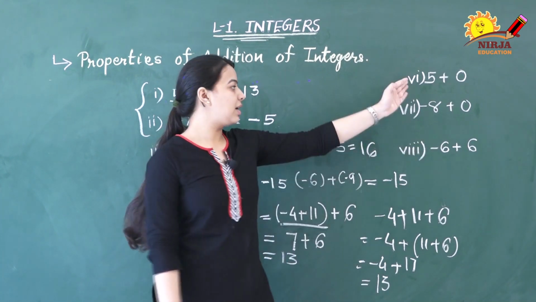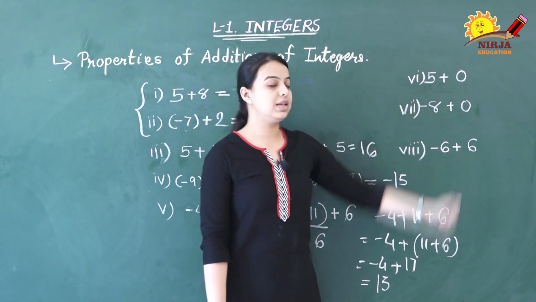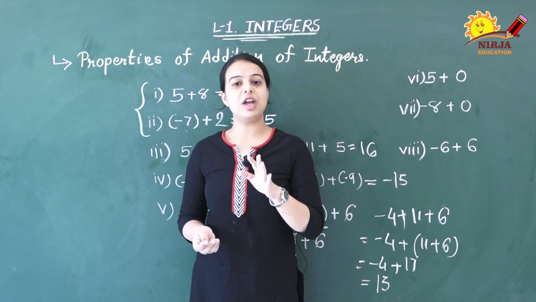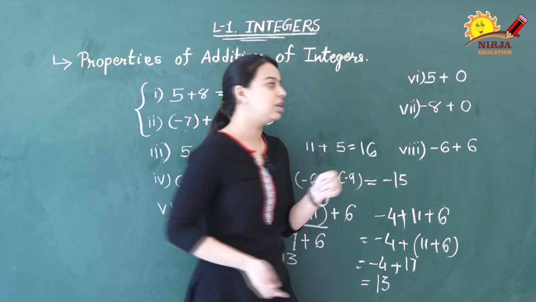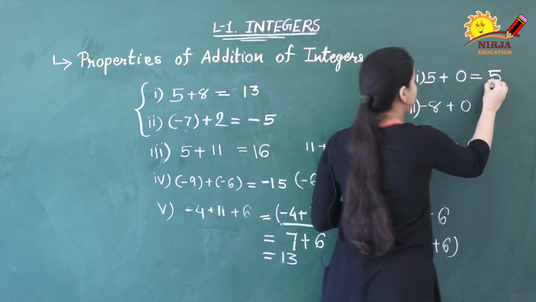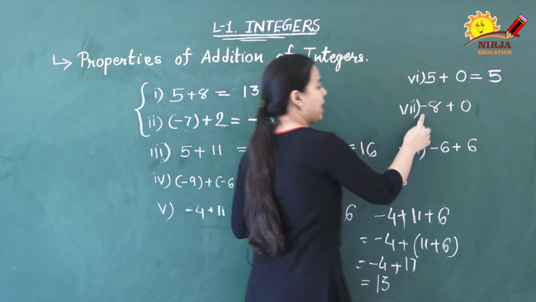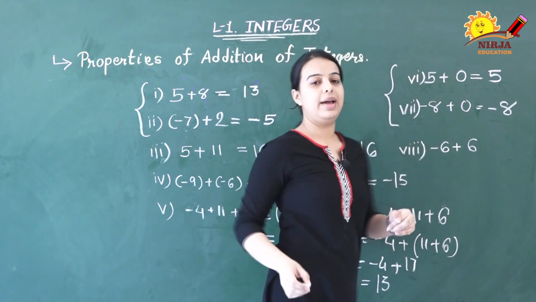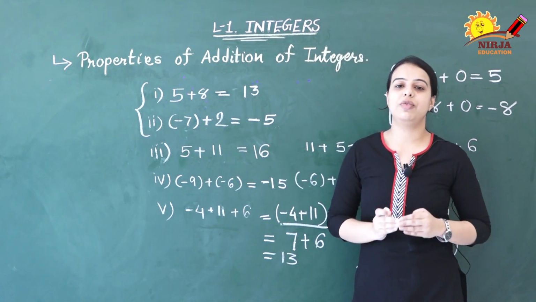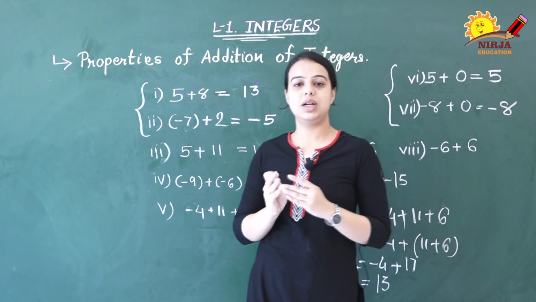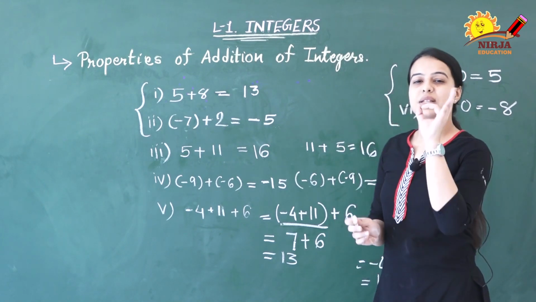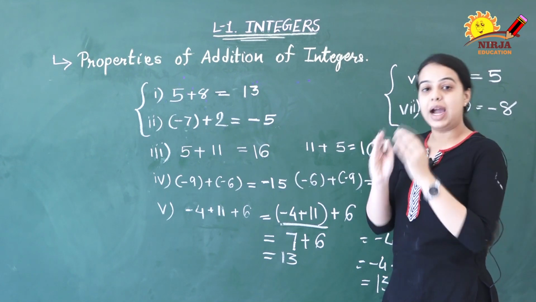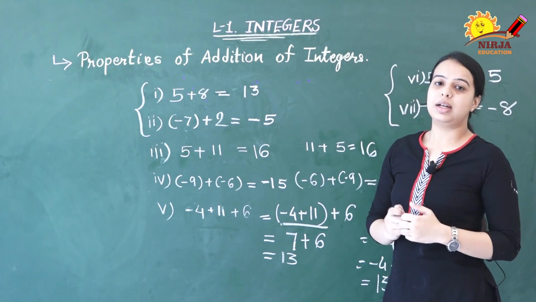Now let's see another example. Here I have taken example 6 and it is stated 5 plus 0. We all know, whenever we are going to add 0 to any integer, the result will be the same number. 5 plus 0 is equal to 5. Minus 8 plus 0 is equal to minus 8. So this you can call the additive identity property of integers. It states that if we are going to add 0 to any integer, the result will be that integer itself. Either it is a positive integer or a negative integer, right?